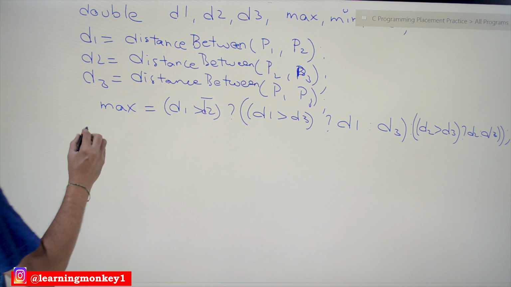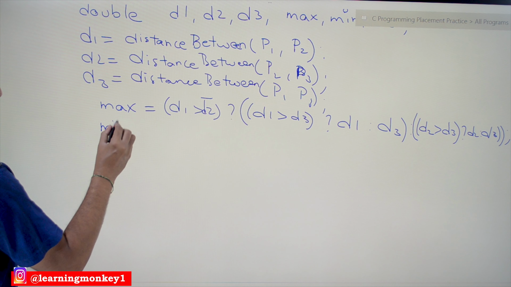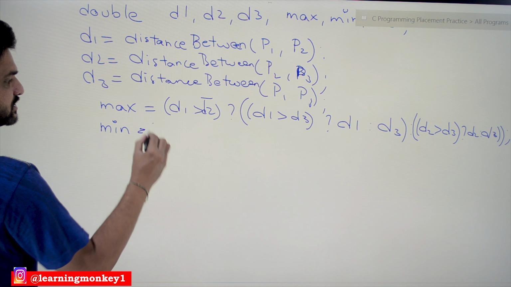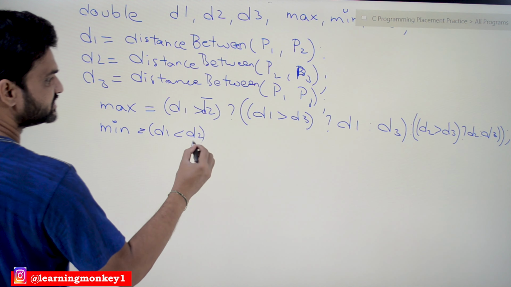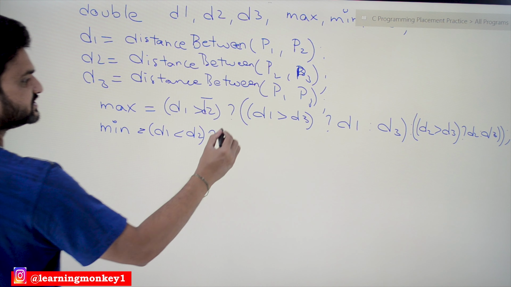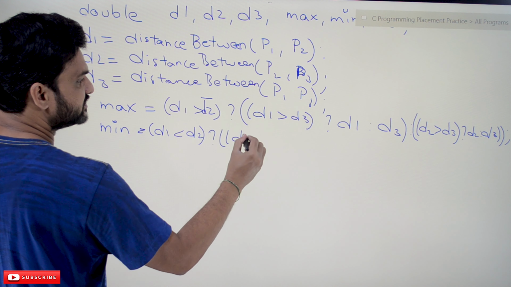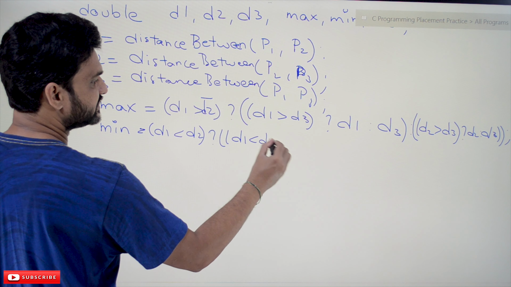Similarly, minimum uses the same logic, but we have to give less than. So d1 less than d2. If this is true, then we have to check d1 less than d3.